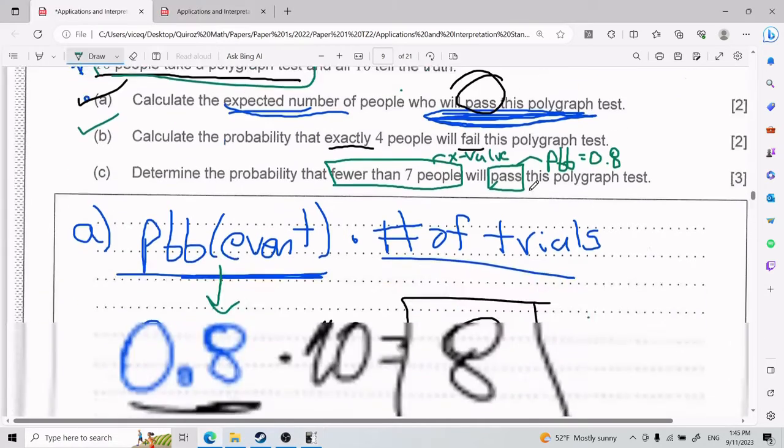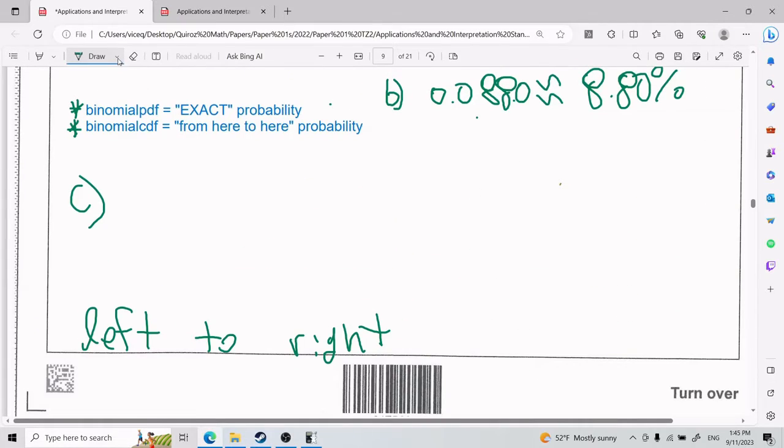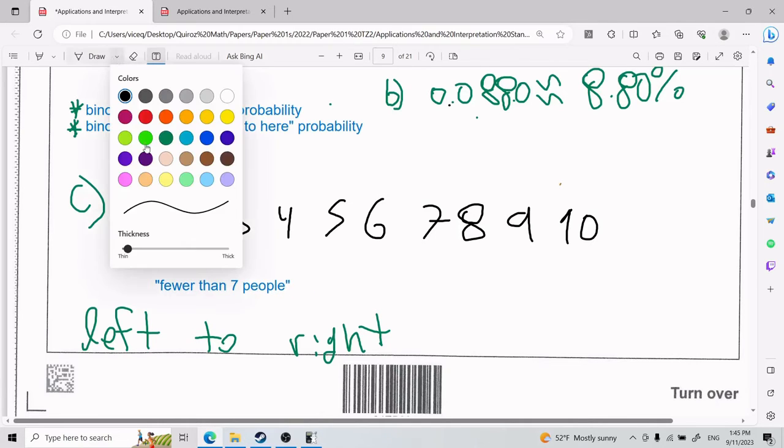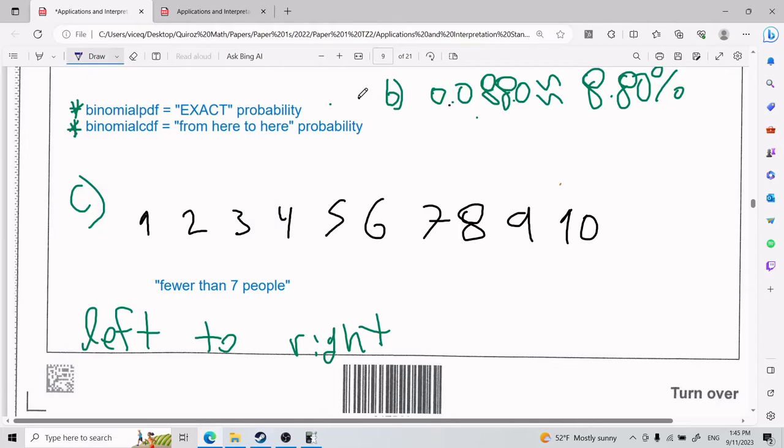Now I know that part is a little bit confusing, so I'm going to go ahead and do a quick diagram. So I have my first person, my second, my third, my fourth, my fifth, my sixth, my seventh, my eighth, my ninth, my 10th. So if I say fewer than 7 people, let's take a moment and absorb what that really makes reference to.